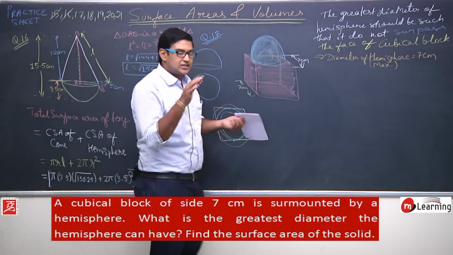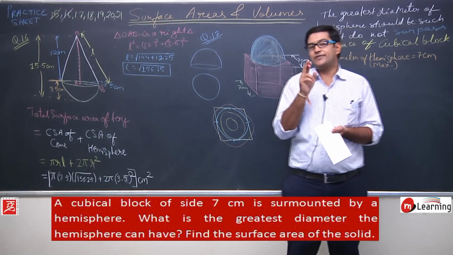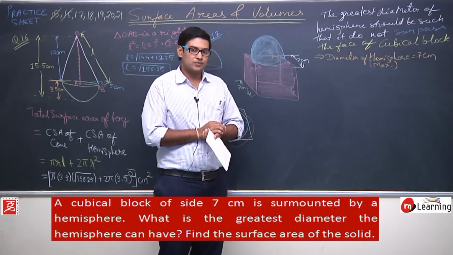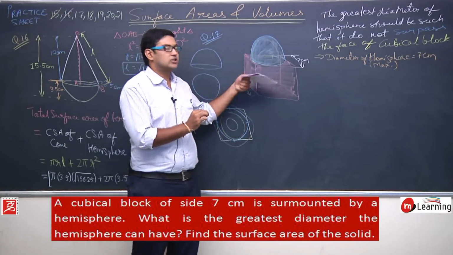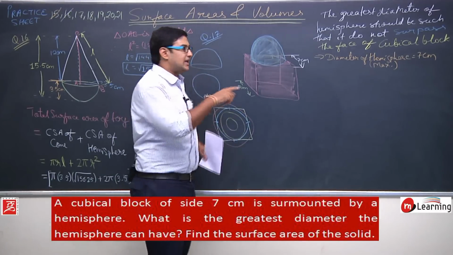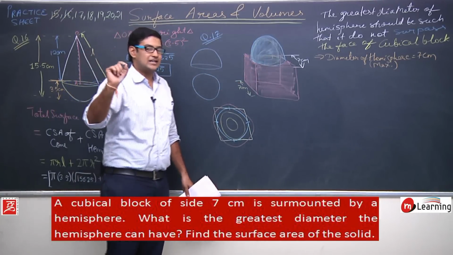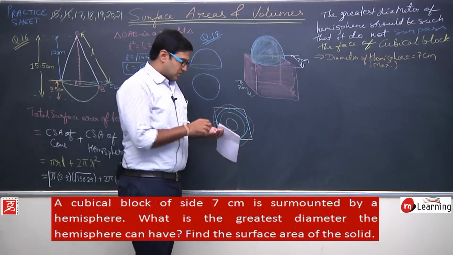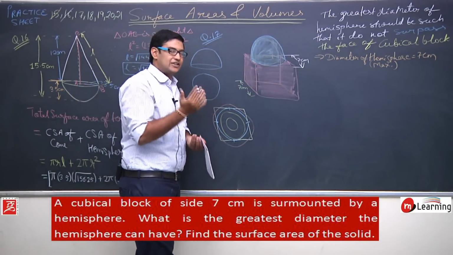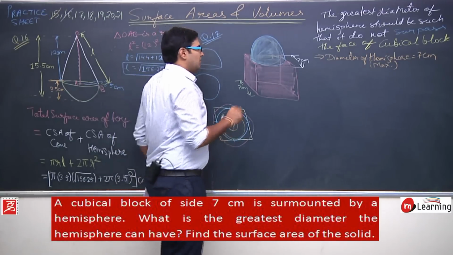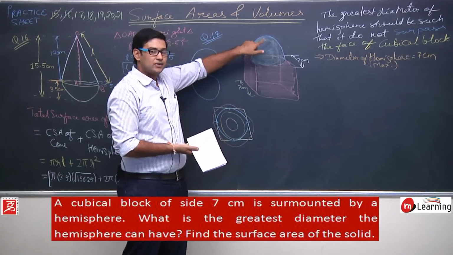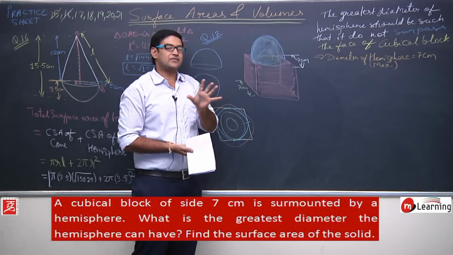Now, which part of this solid should be included in the surface area? I can see that this solid is made up of two different solid figures. One is a hemisphere and another is a cubical block. So the surface area of this solid means how much area I can paint, how much area I can color. What I can see is all the faces of the cube are included in the surface area. Second thing, we also include the curved surface area of this hemisphere in the total surface area of this solid.